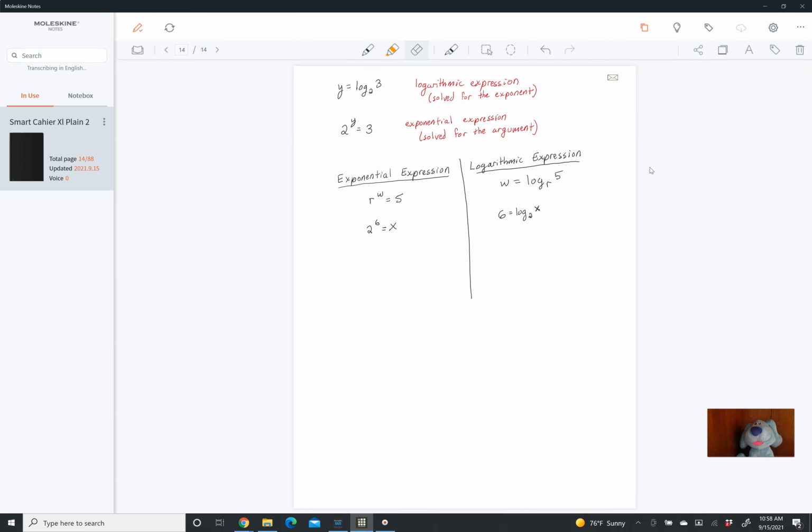Okay, let's take another one. Let's say that we have 7 equals log base b of 3. So again, start with the base. The base of the logarithm is equal to the base of the exponent. So our base here is just b. The logarithm is solved for the exponent, so the exponent is 7, and this is equal to 3.